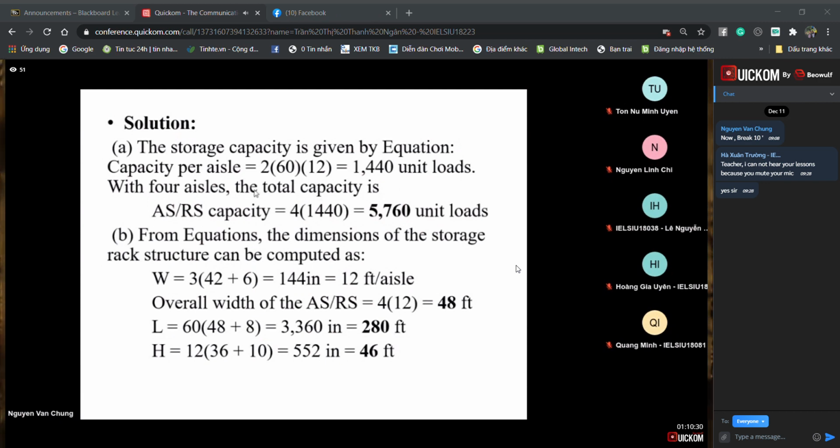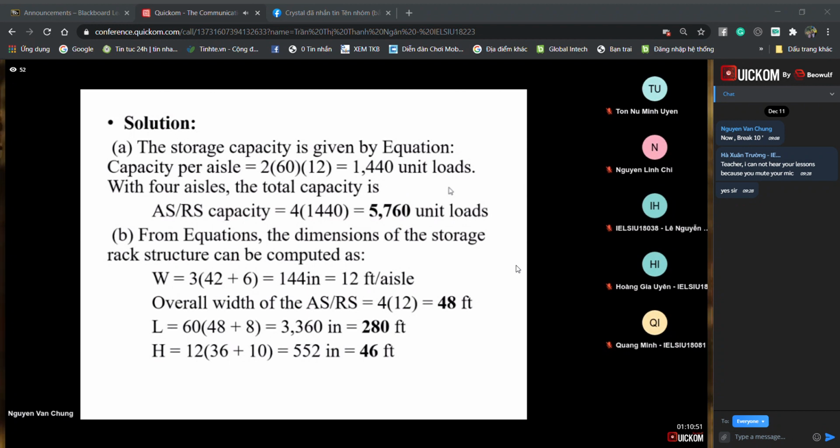A lot of people make an error here; everyone forgets that there are 4 aisles. If you don't multiply by 4 for the 4 aisles, the answer is wrong.